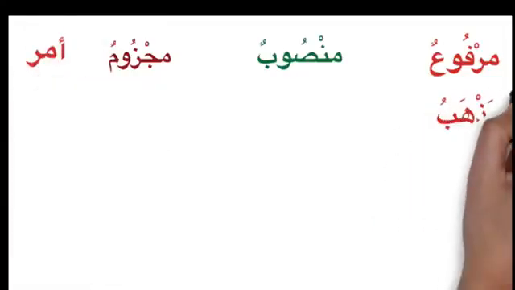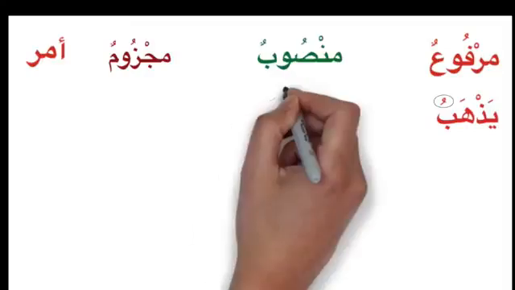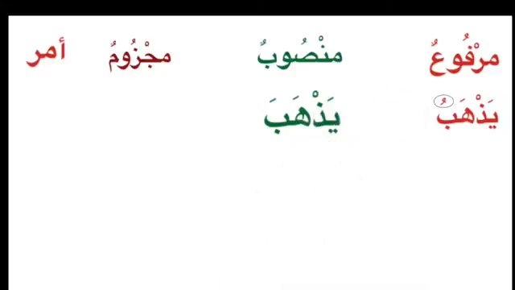So we know the alamat for marfu, mansub, majzum and amr. There are ways to identify it. In a normal fi'l, like yadhabu, we'll have damma as a sign of marfu. So we know fi'l mudari marfu'un bi damma. If it is mansub, what happens? It will be yadhaba. So here we know that fatha is a sign of mansub.